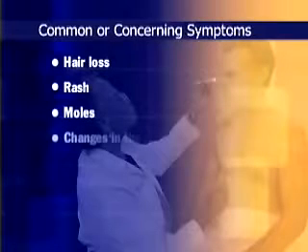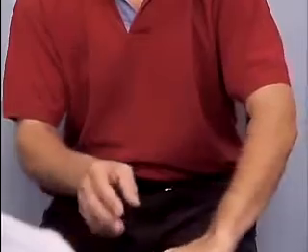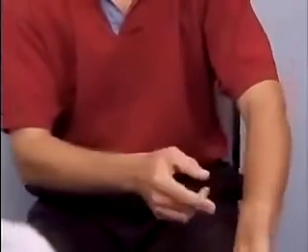In either case, you will record the patient's chief complaint, along with common or concerning symptoms. Common or concerning symptoms relating to the integumentary system include hair loss, rash, moles, and changes in the nails. By eliciting the patient's concerns before the examination, you prepare for an examination that is efficient and productive.